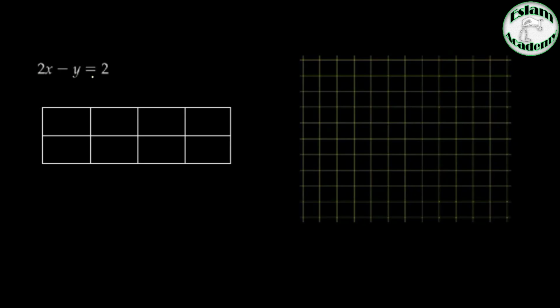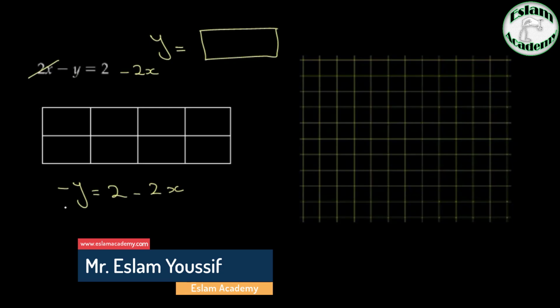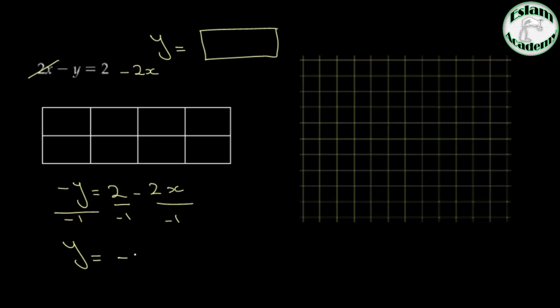Number 2. 2x minus y equals 2. To graph using the table, we need to write y on the left hand side and all of the expression on the right hand side. Then we need to solve for y. To solve for y, we subtract 2x. Then negative y is equal to 2 minus 2x. Because y is negative, we divide the whole equation by negative 1. Then y now is equal to negative 2 plus 2x. So we can write the equation y equals 2x minus 2.